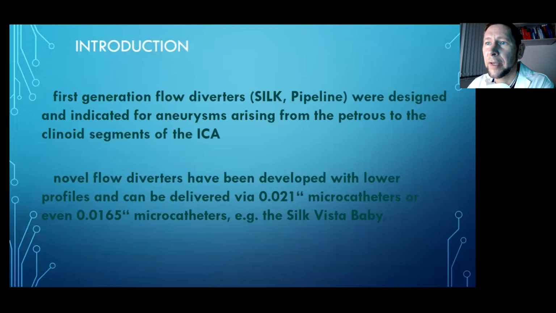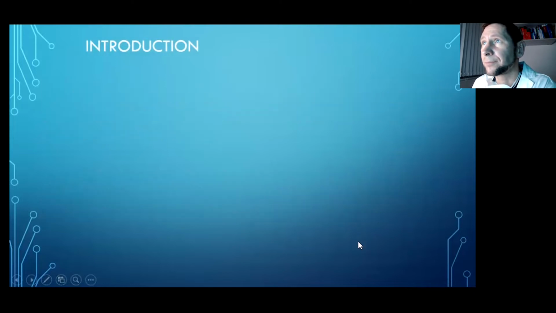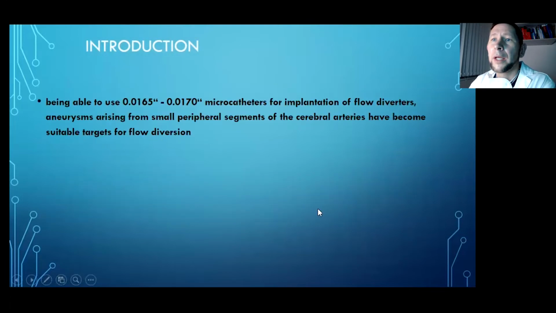Novel flow diverters have been developed with lower profiles and can be delivered, for example, via 0.021 microcatheters or even via the 165 microcatheter, such as the Silk Vista baby. In our experience, being able to use a very small microcatheter for implantation of flow diverters significantly enhances the treatment of small caliber vessels, because the probation of those vessels can be very problematic at times.